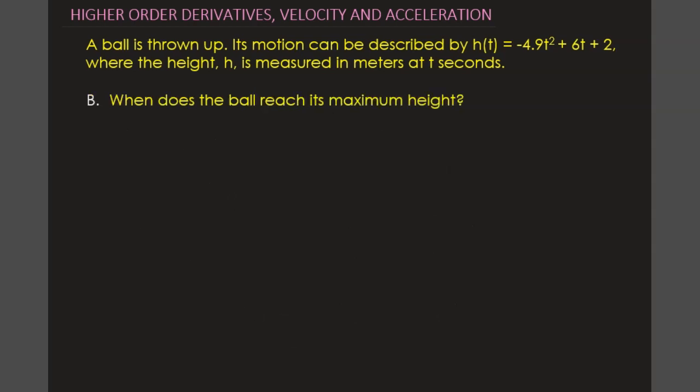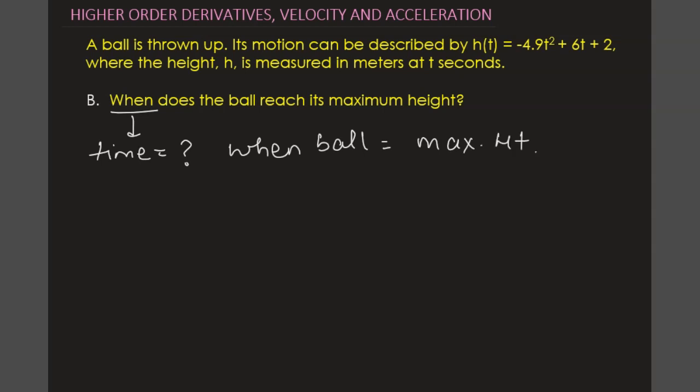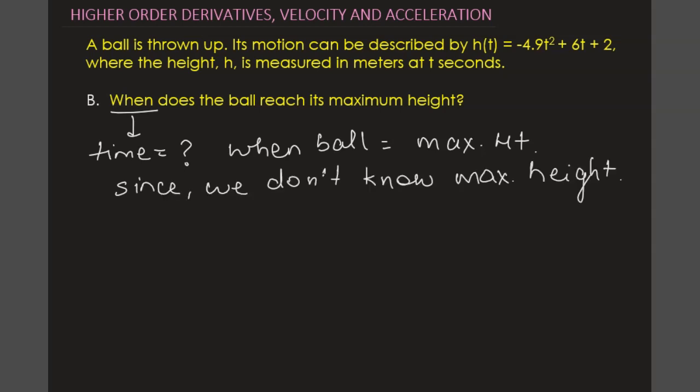This is the next part of the question. When does the ball reach its maximum height? Whenever the question wants you to find when, that means they want you to find time. So they're asking you for the time when the ball is at its maximum height. Do we know the maximum height? No. Since we don't know the maximum height, we have to remember that at maximum height, the velocity of the ball becomes 0.